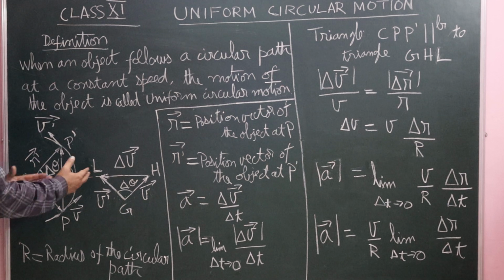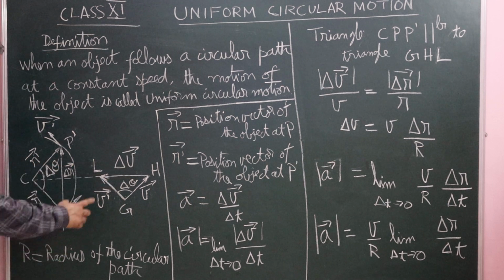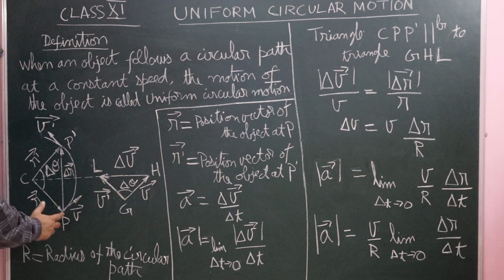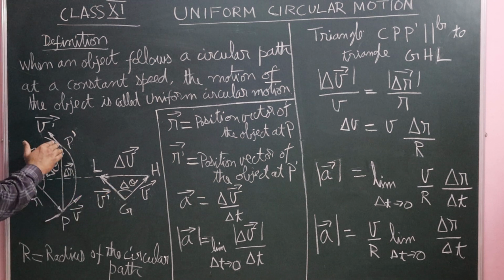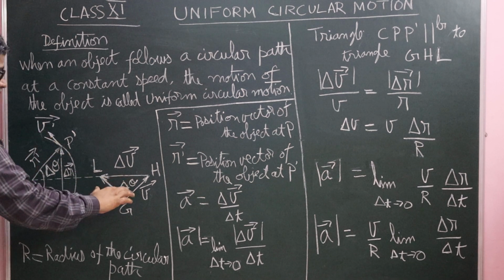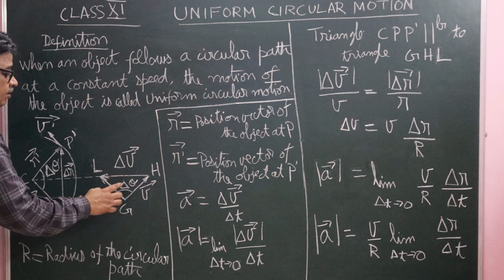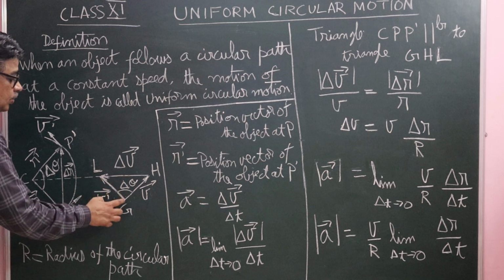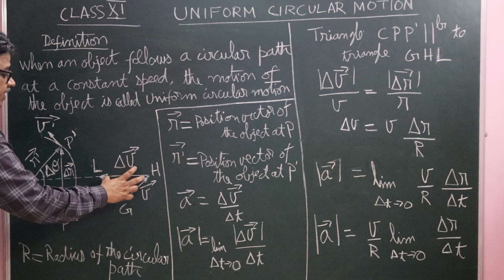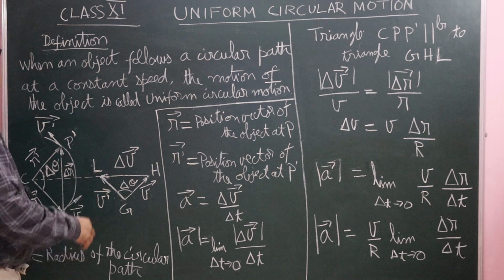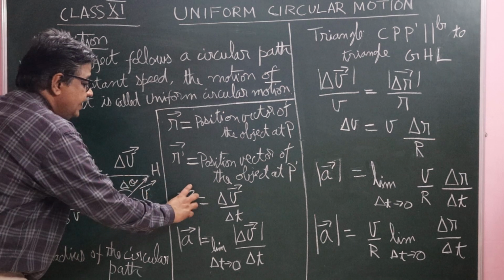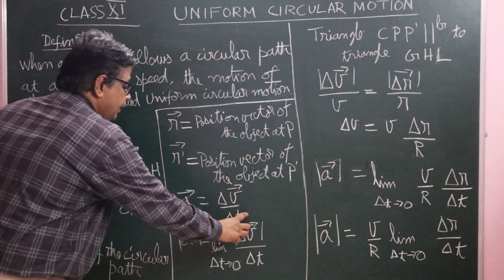Now, let us draw the velocity triangle. Here is the velocity v vector, and this is velocity vector v dash vector. Therefore, v dash vector is equal to v vector plus del v vector. Del v vector is the change in velocity. Therefore, the average acceleration is equal to del v vector by del t, which we have discussed already.